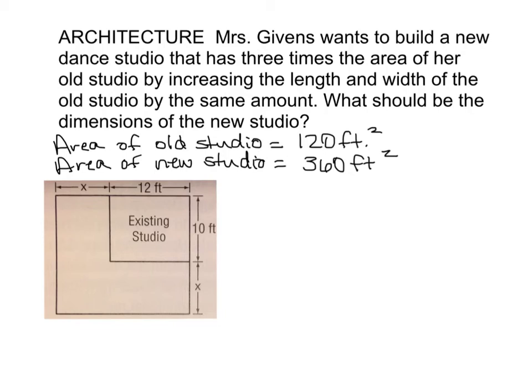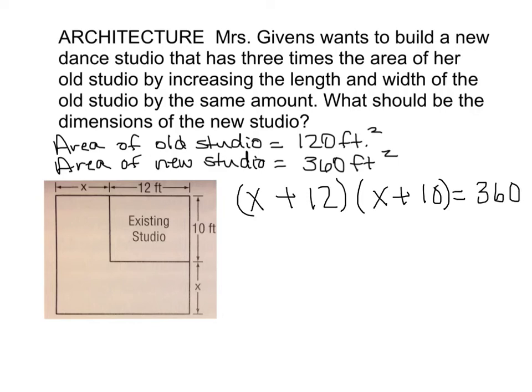Okay, the new studio, she's adding the same to both the length and the width. So we're adding X amount plus the original amount, which is 12 feet, to the length, and we are adding X amount to the 10 feet that already exist, and that is going to give the 360 feet squared, or square feet, whichever way you say that, to the new studio.